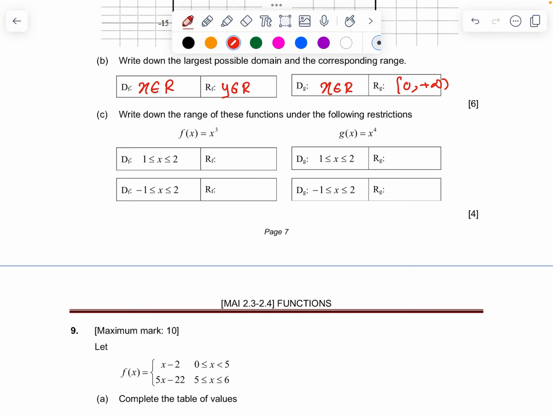Now, what is he asking? The domain is 1 to 2. What is going to be the range? So for x cube, it is going to be 1 to 8. And if it is negative 1 to negative 2, the range is going to be negative 1 to negative 8. Then for 1 to 2, x power 4 will be 1 to 16. And this one will be 0 to 16 because it is always positive. Negative 1 to 2 will be 0 to 16 because it will never be negative. Remember that.